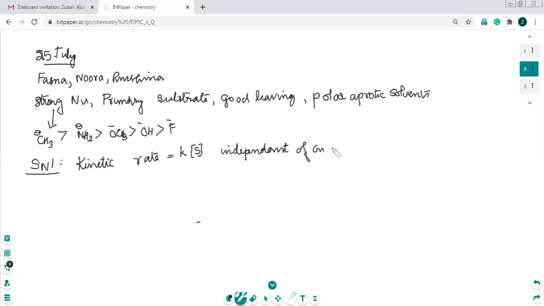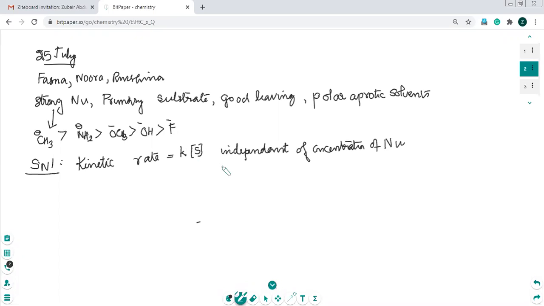All right. So independent of concentration of nucleophile. That means if you change the concentration of nucleophile, the reaction rate will not be affected. That's the meaning of this. What is meant by independent of concentration?